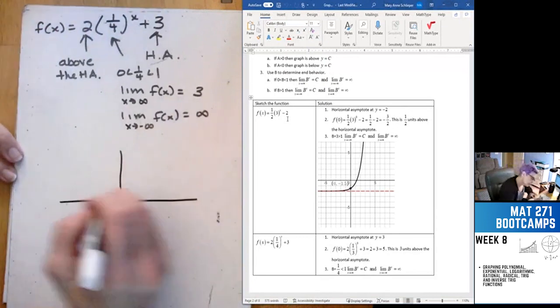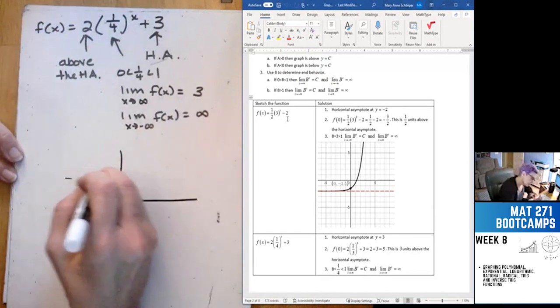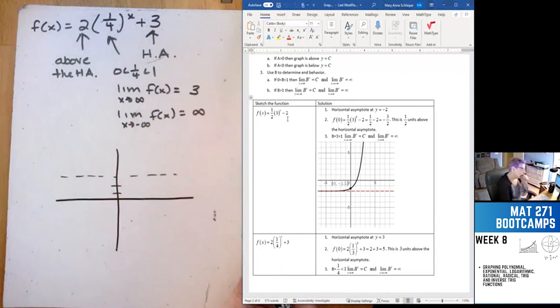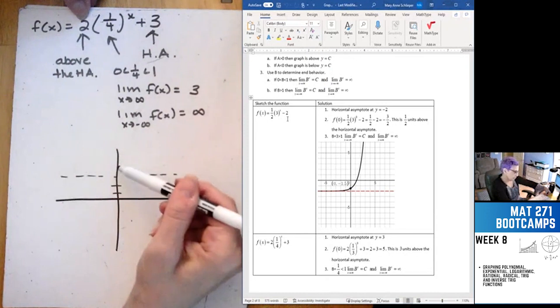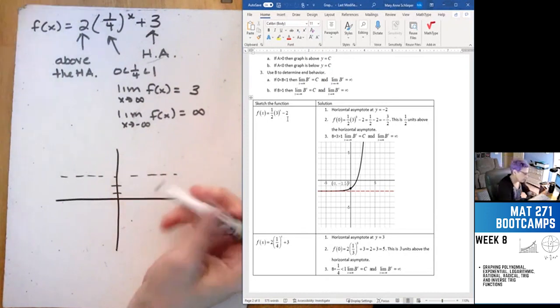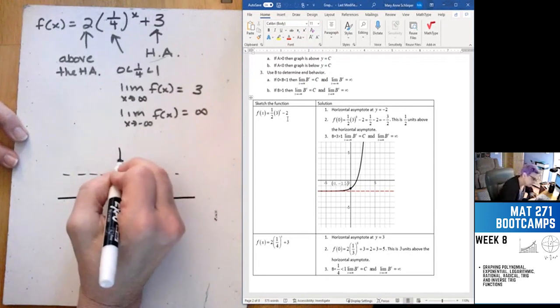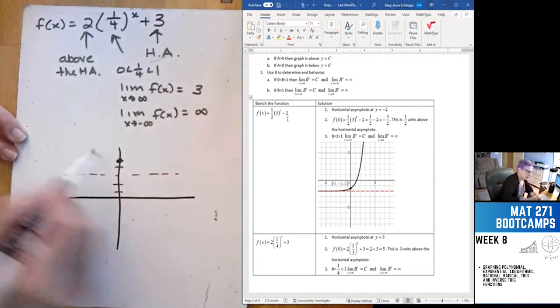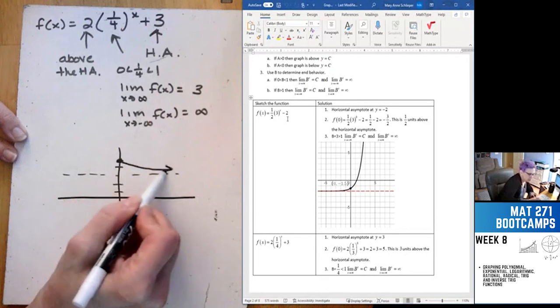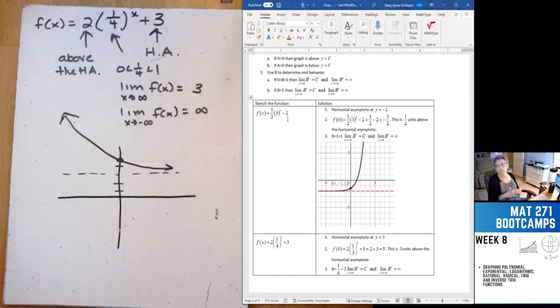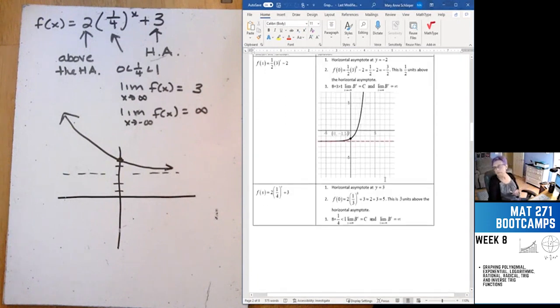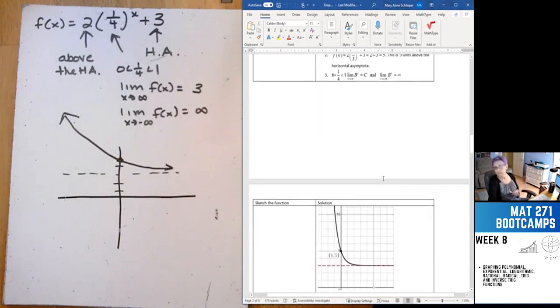Horizontal asymptote at 3. 1, 2, 3. The y-intercept is going to be 2 units above the horizontal asymptote. 1, 2. It's going to approach the horizontal asymptote, and it's going to go off to infinity. And yeah, looks something like that.